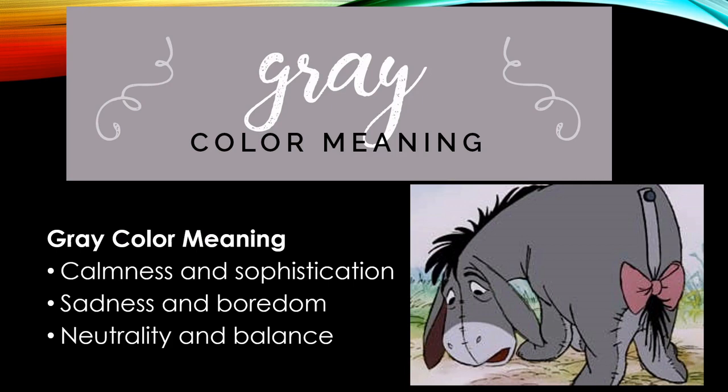Next is gray. Gray is usually used as a calming color. It usually means sadness or boredom, and they don't really sway one way or the other. Gray is used as kind of a complement to whatever's going on around it. It's not typically a dominant color as much as it just adds to other things. That's why it's kind of like a go along with the flow type of color.